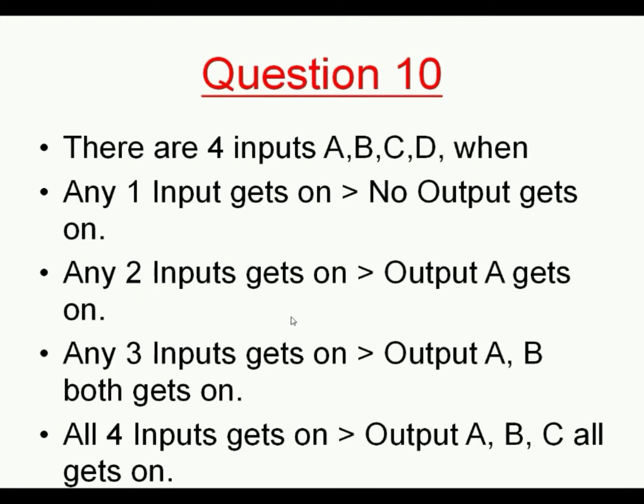In the second statement I have written that if any 2 inputs get on, then output A should get on. Output A gets on when any 2. Any 2 means maybe A or B, or A and B, or A and C, or A and D, whatever the combination will be. So we have to prepare it. So let's start the question. Let's go to programming.